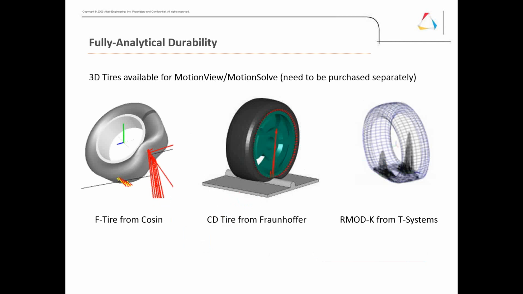Then there's the full analytical durability, where you actually include a high-end tire model. And Altair supports three of the world-leading high-end 3D tire models. So you have F-Tire from Cosin, CD Tire from Fraunhofer, and RMOD-K Tire from T-Systems. And these are models which will take into account the full shape of the surface as far as vertical distribution, whether it be a bump like the middle picture or Belgian block or the like, these high-end tire models. Now these do have to be purchased separately, but from an infrastructure standpoint, they've all been very well developed and tested with the software that we're going to show today.